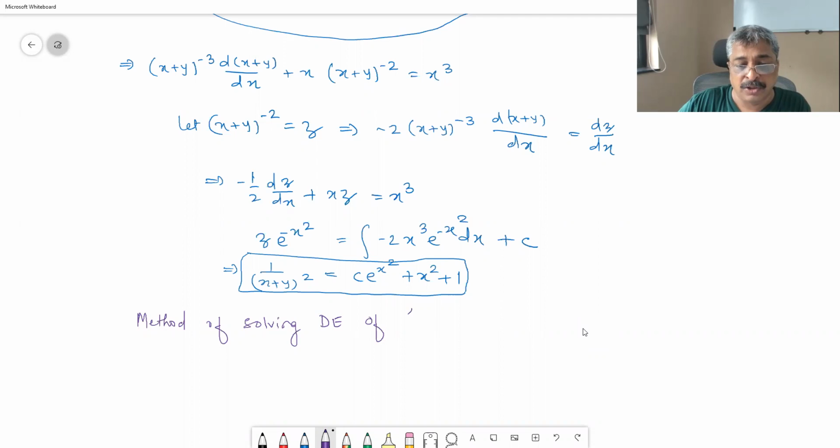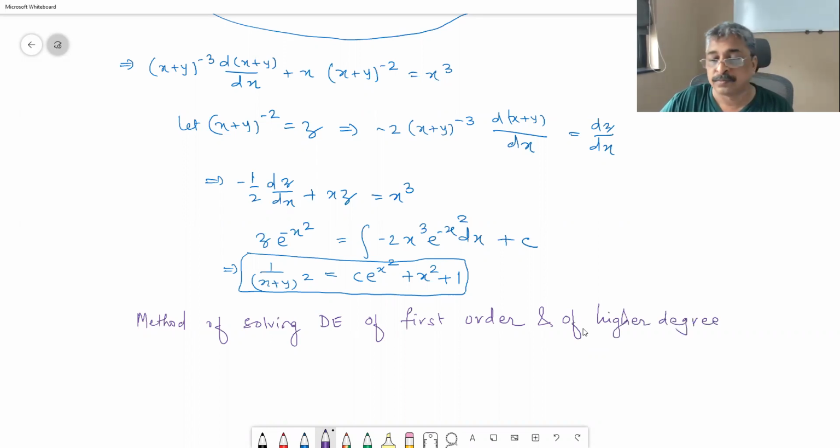Of first order and of higher degree. Then first. Degree of the differential equation is not equal to 1 but a little higher than 1.